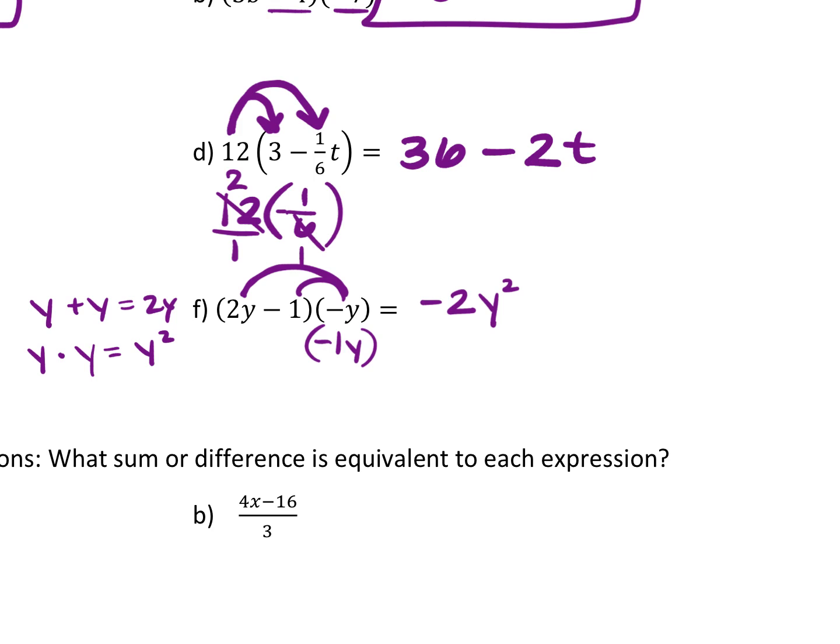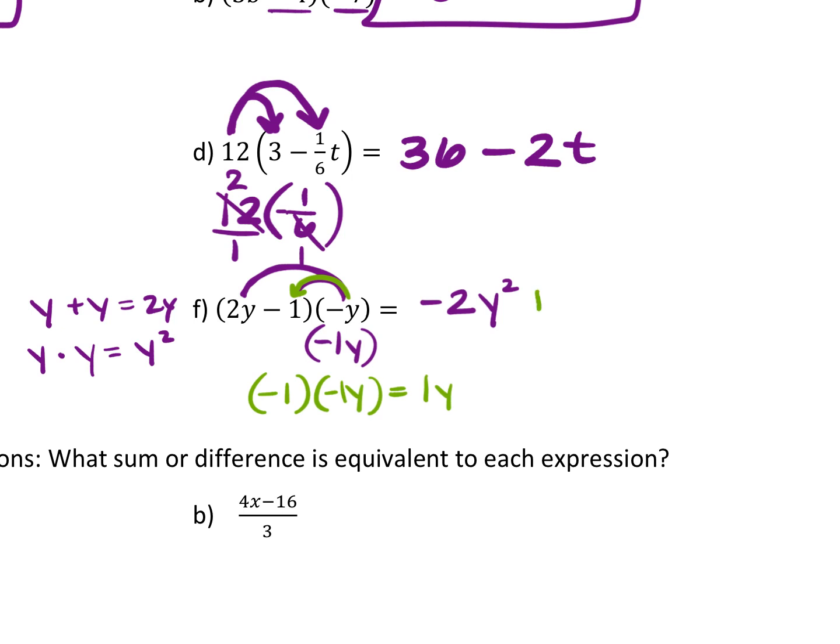Okay, then go to the next piece. Negative y times a negative 1, plus y. Plus y, that is 1y, right? So it's a negative 1 times a negative 1y, if you will. A negative times a negative is a positive. 1 times 1 is 1, and you're multiplying by a y. So it's really just a positive 1y.